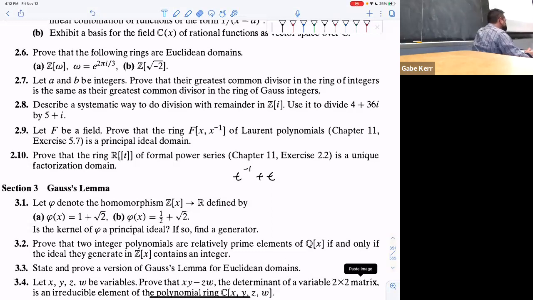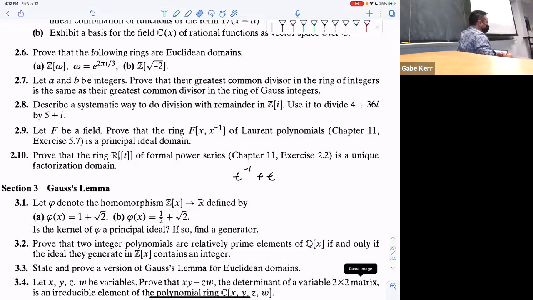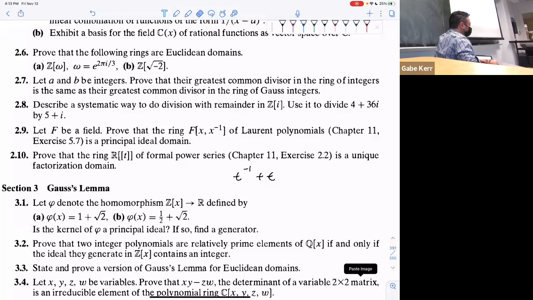What do you think? Just to clarify, the goal is to show that you have an ideal in this ring that it's principal.